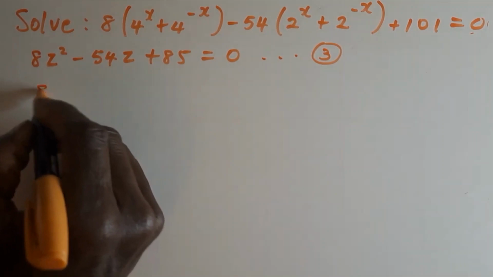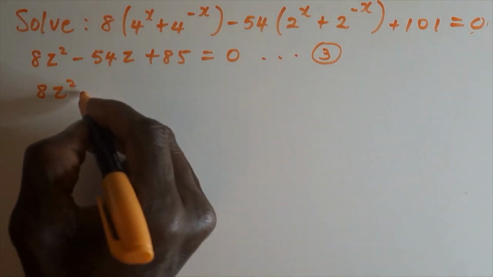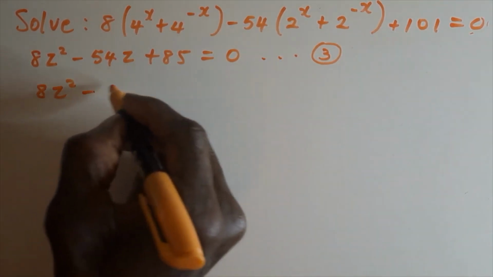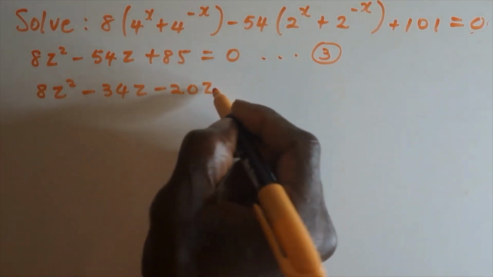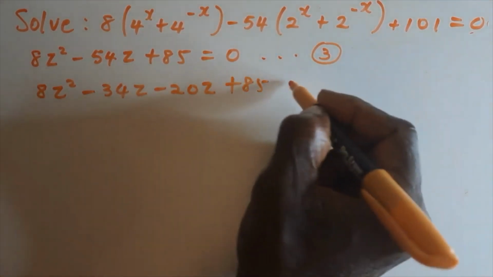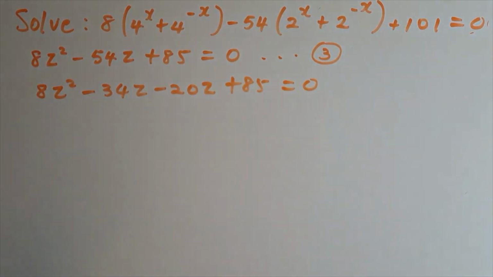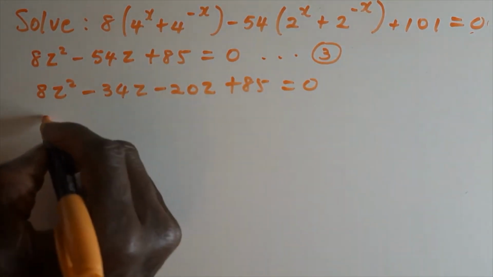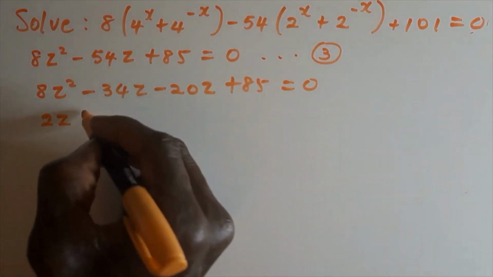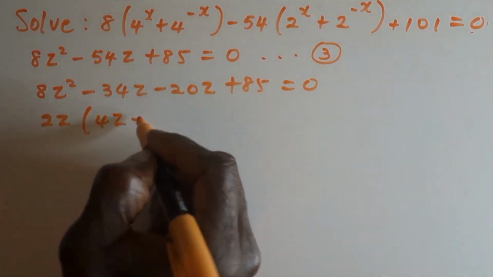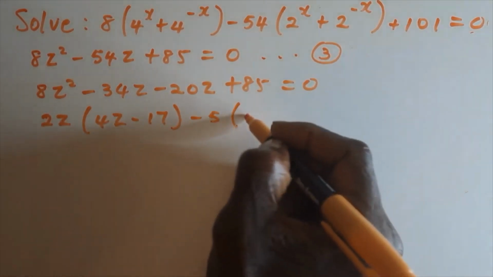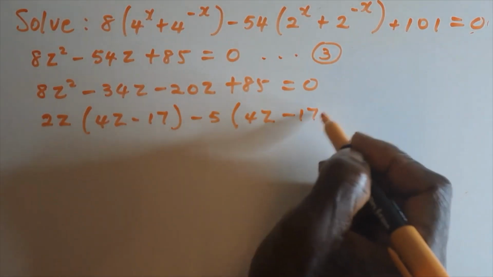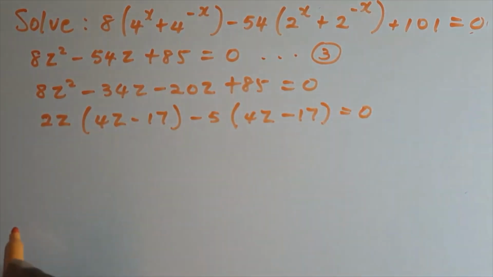So we can rewrite this 8Z squared minus 34Z minus 20Z add 85 is equal to 0. And further to this, we can factorize this 2Z into 4Z minus 17 minus 5 into 4Z minus 17 equals 0.